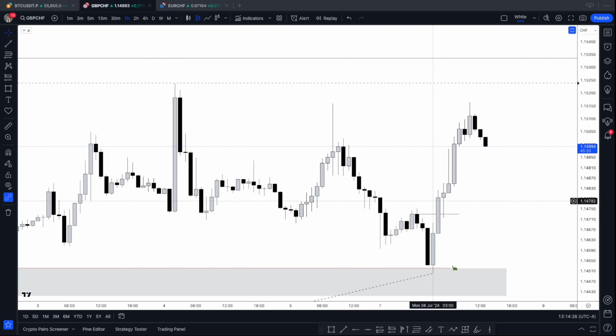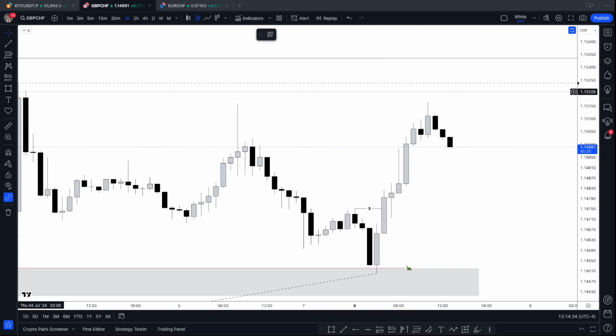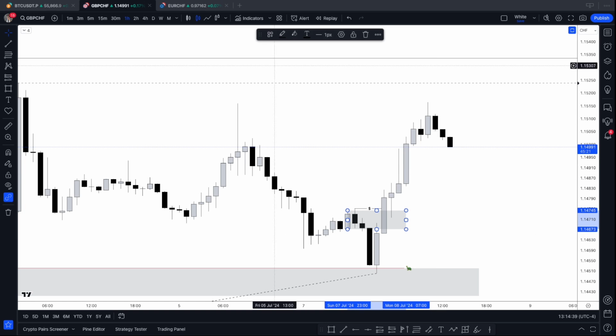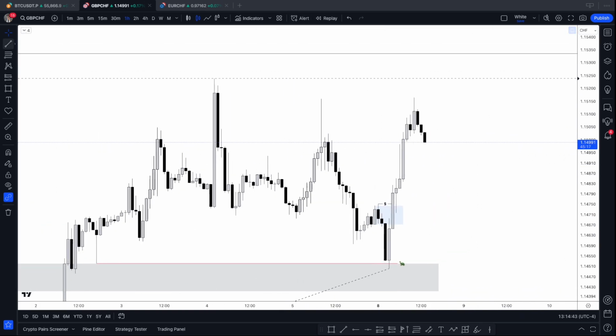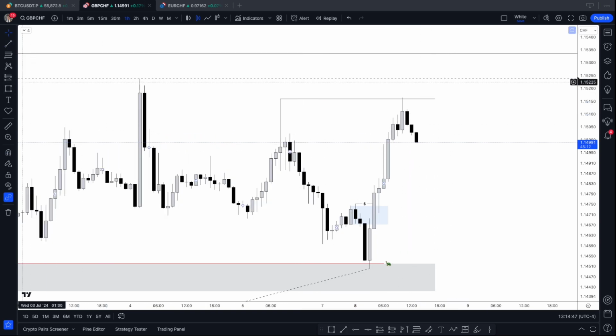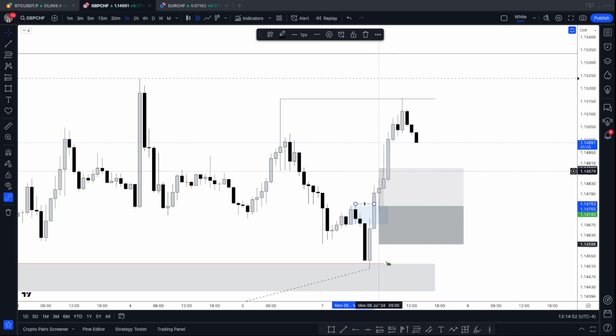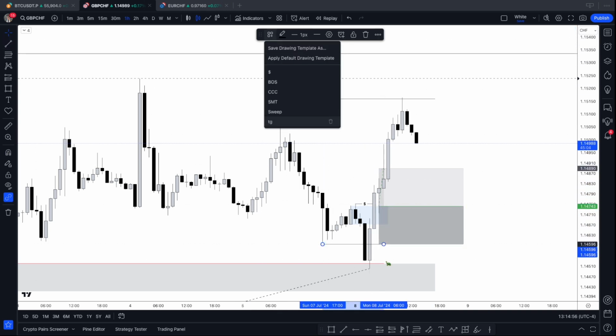Now, change in state of delivery can be market structure shift in your terms. So it was a market structure shift. And this was your breaker, right? Again, this was your breaker. This was your high, right? So this was your high, and this was your breaker. This is my limit entry. And this was a sweep, right? So this is your sweep.